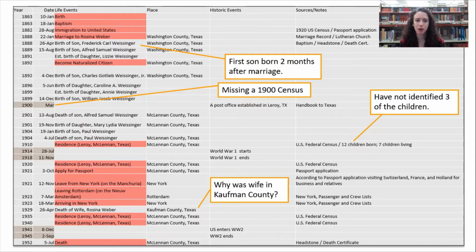And then while most of their records happened in McLennan County, Texas, the wife died in Kaufman County, Texas. And so why was it that she died so far away from where they were living? These are all questions that now that I have highlighted that information within a timeline, I can look for answers to help fill in those gaps in the story.